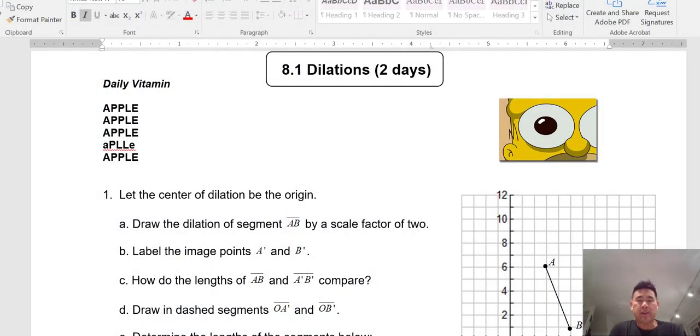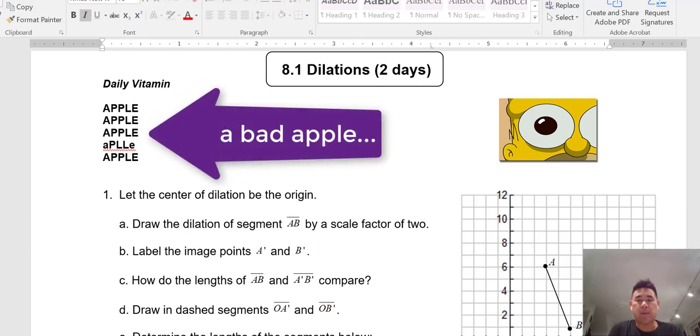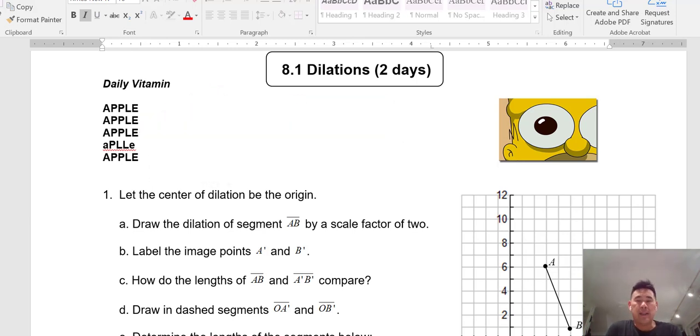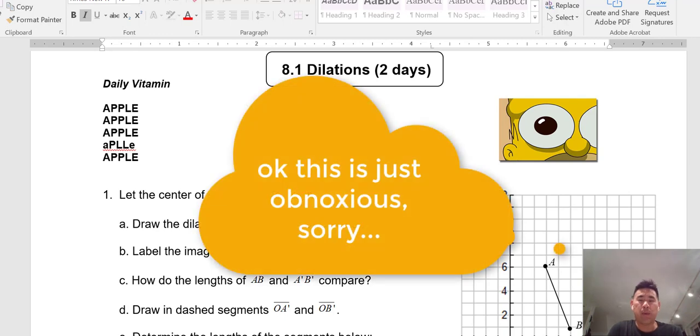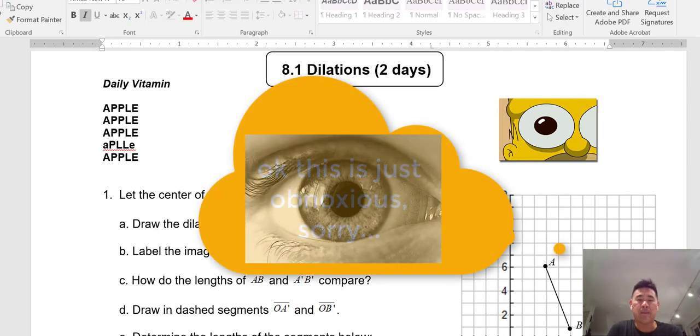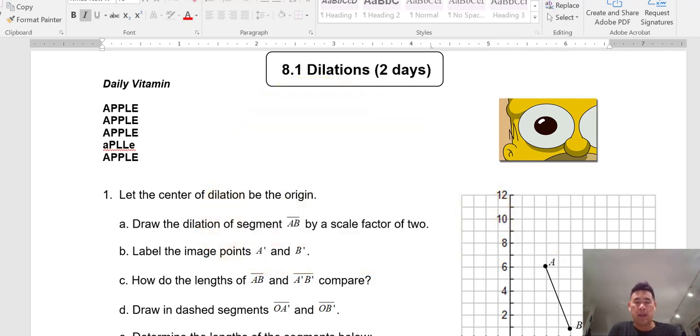Okay, everyone, we're moving on to Chapter 8 here. We're going to start Chapter 8, which is all about similarity, with a section on dilations. Dilations is something that was from way back in the beginning of the book when we were talking about transformations. We did mention dilations, and so what the first section is about is basically just reviewing that and then trying to tie it into similarity, which is what Chapter 8 is all about.